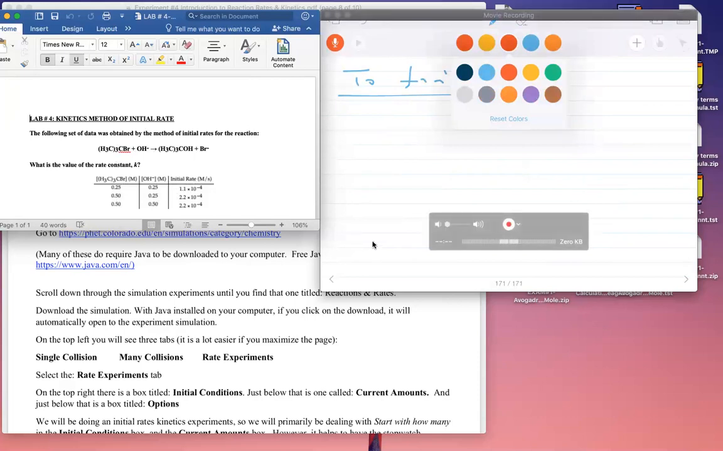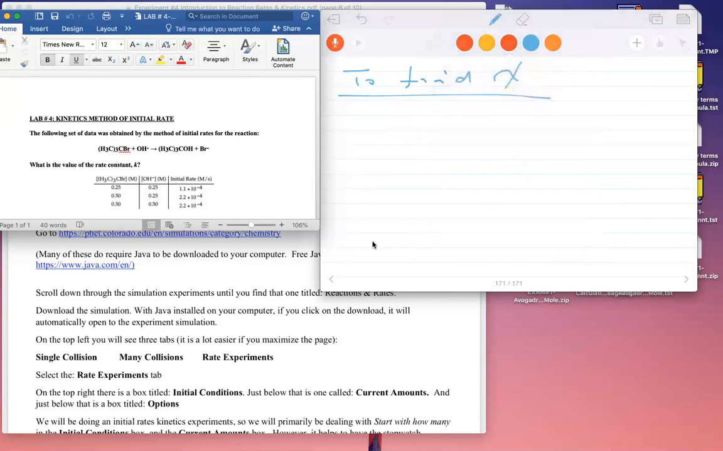I have 3 experiments in this example. To find the value for X, you pick 2 experiments. Remember, X is the exponent for the first reagent. You look at 2 experiments where the concentration of the second reagent is constant, while the concentration of the first reagent is changing. We cannot pick 2 experiments where both reagents are changing, or experiments where both reagents are constant. It's not going to work. So the key for the method of initial rate to work is to pick 2 experiments where the other one is constant and one is changing.